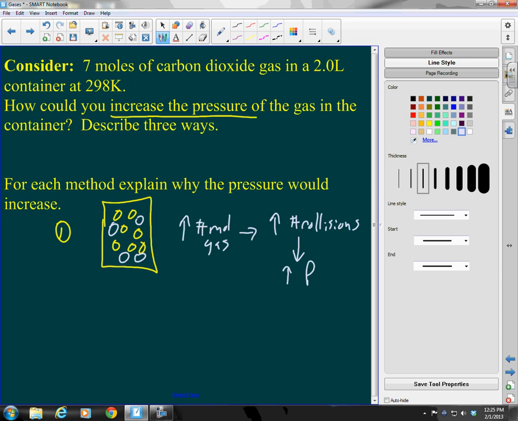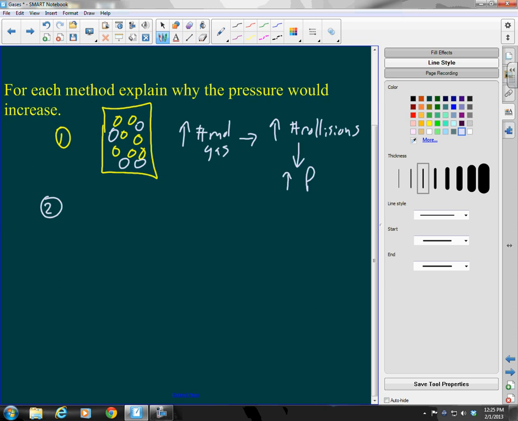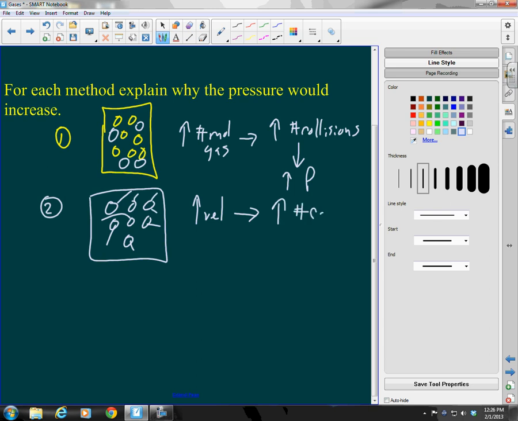Number 1. Yahoo. Number 2, how about I start off here with my container and I have what? 1, 2, 3, 4, 5, 6, 7. And I need to increase the number of collisions, right? Well, what could I do? Well, if I added heat, then I would increase the velocity of my particles. If I have a higher velocity and the distance traveled is the same, then I'm going to have what? An increase in the number of collisions. If I have an increase in the number of collisions, then I'm going to have an increase in pressure.